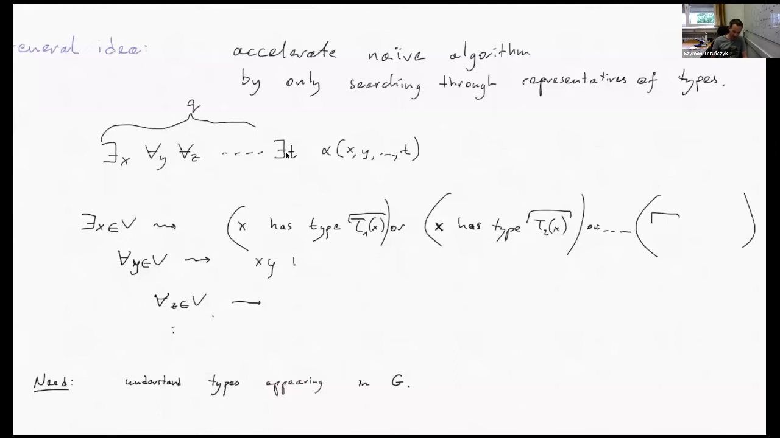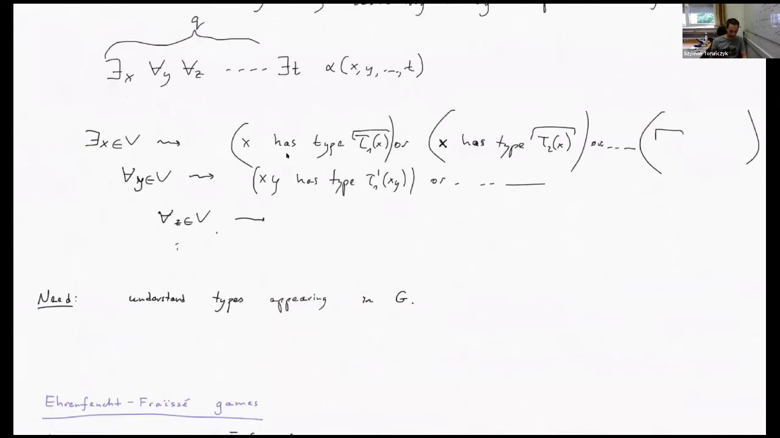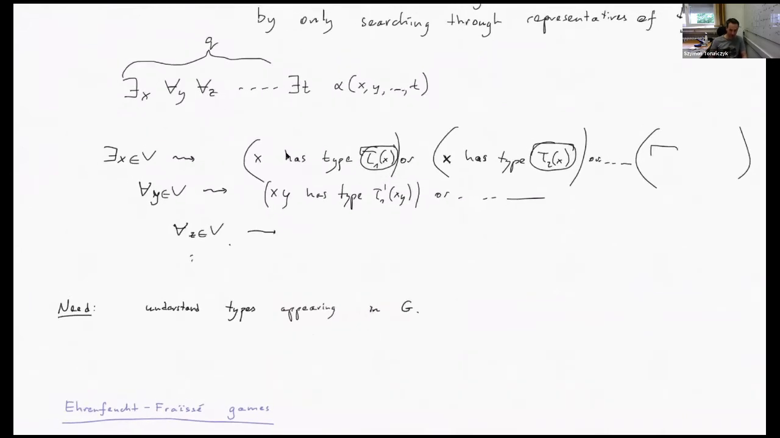So either X, Y has type tau some, like this, and so on. So you can decrease the range of the second quantifier and so on. You could proceed in this way and accelerate your algorithm. But to do so, you need to be able to find all the types of vertices which can occur in your graph. So you need to understand the types which appear in your graph G.